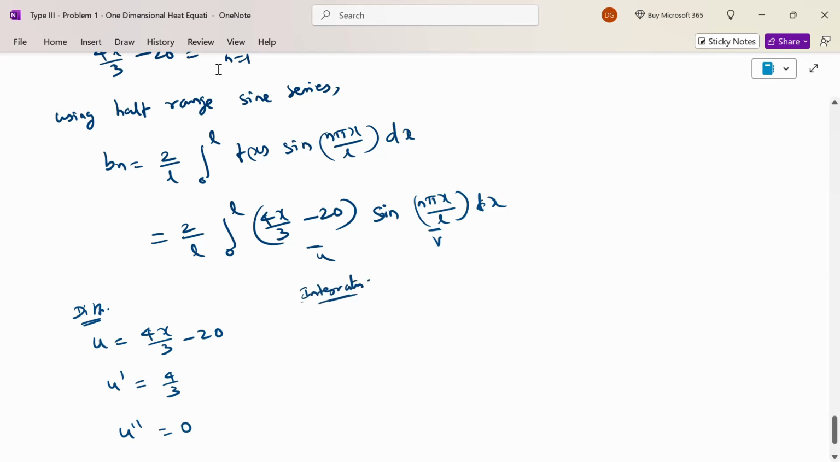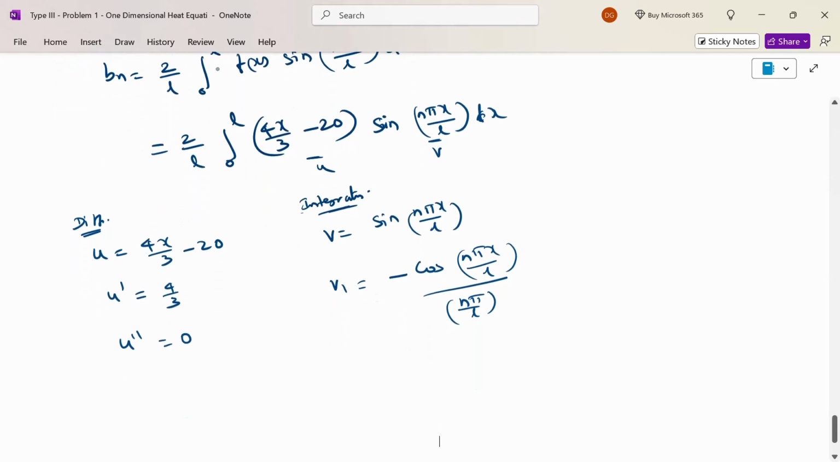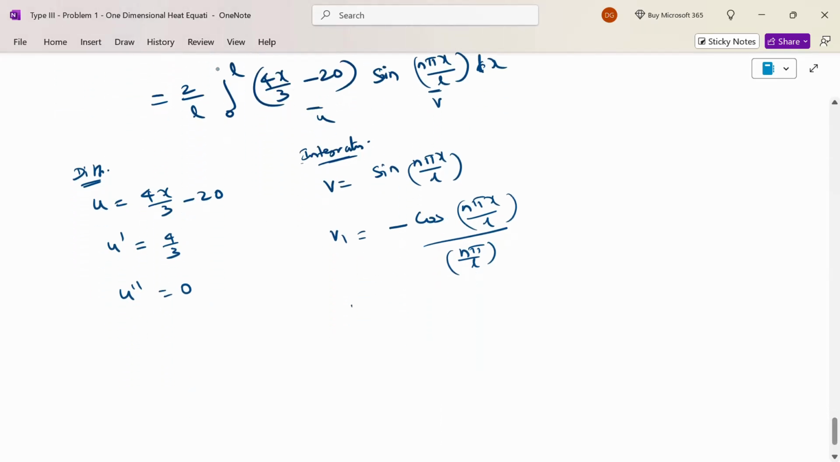Then integration: v is nothing but sine n pi x by L, then v1 is minus cos n pi x by L by n pi by L. Then v2 is minus sine n pi x by L by n pi by L square.